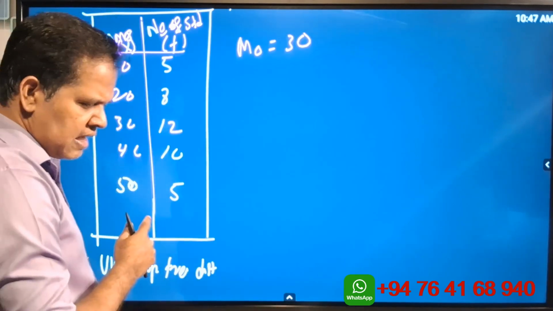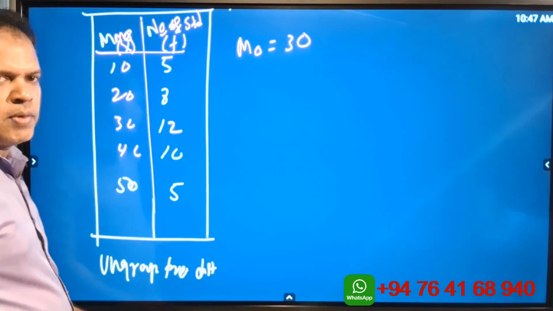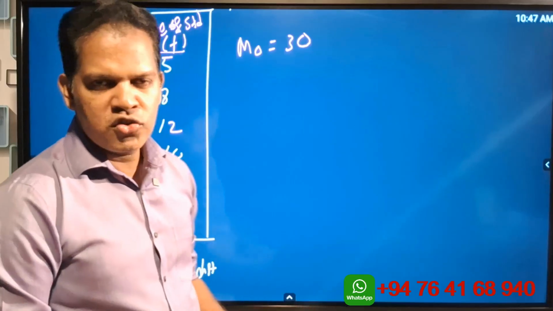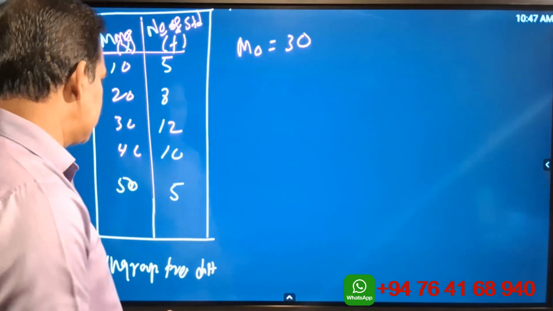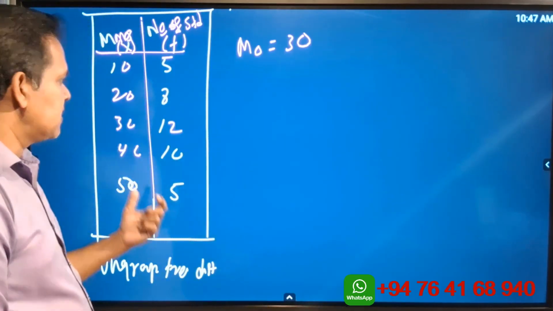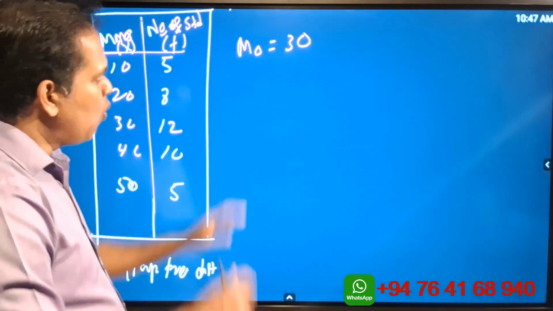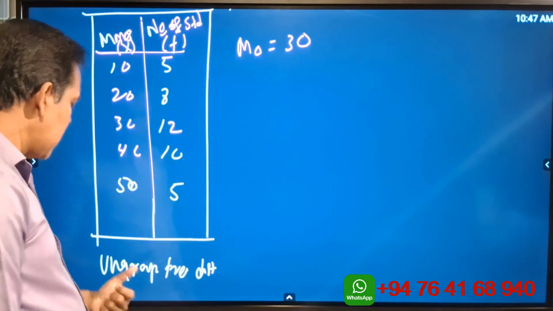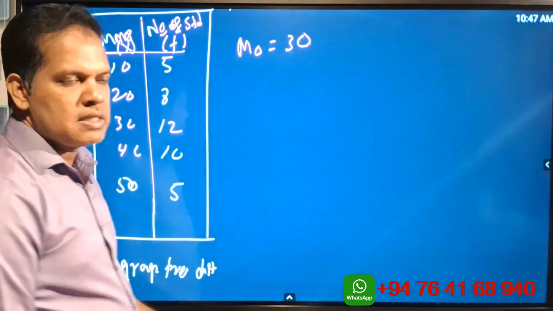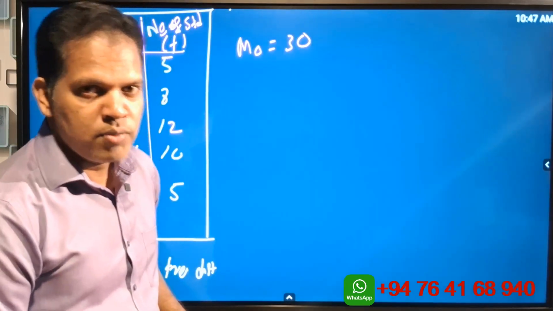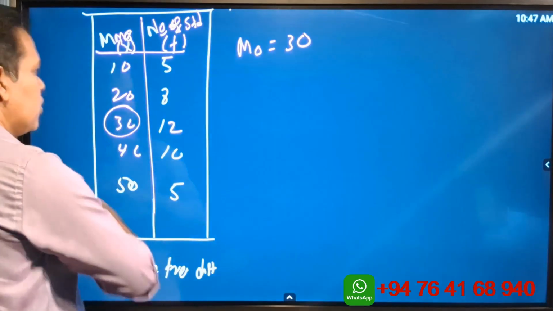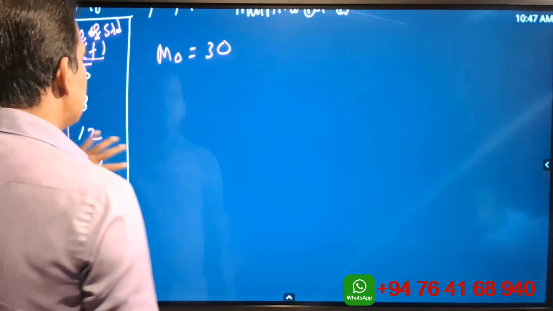My question is, what is the type of this distribution? Is it a unimodal distribution, bimodal distribution, or multimodal distribution? Yes, this distribution has only one mode. So this ungrouped frequency distribution can be considered as a unimodal distribution. Very simple. This is the mode.